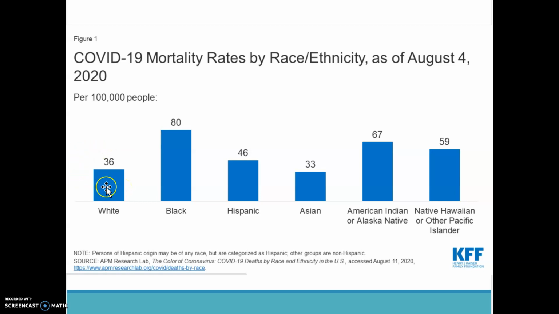So you can see here, this is the mortality rate per 100,000 for the white population. Here's the Black population, Hispanic, Asian, American Indian and Alaska Natives, and Pacific Islanders and Native Hawaiians. You can see here that the Black or African American population, Hispanics, and the various Native populations had higher rates of mortality from COVID-19 compared to white populations and Asian populations.